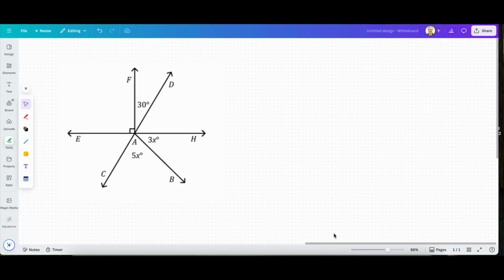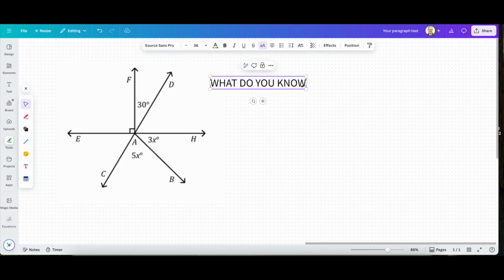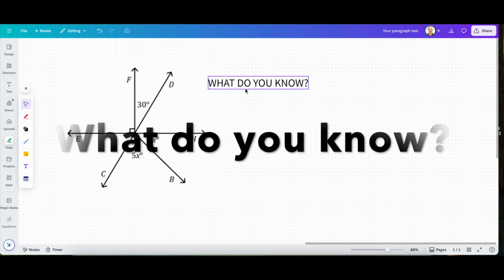Let's imagine we have a number of rays coming out of a single point, and we are asked to find a few values. We're asked to find the x for this one and the x for this angle. So what can we do? What should we do? The first thing I recommend is always start with, so think about what you know in this problem.